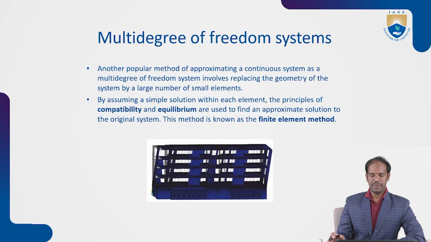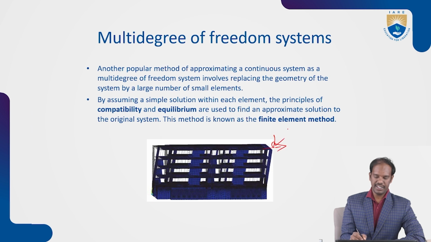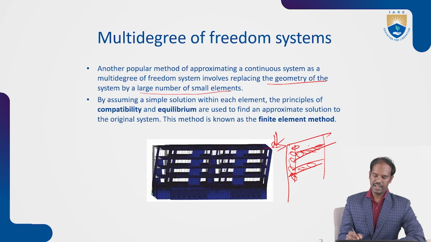Once any forces act, vertically or horizontally, there will be a small movement. We cannot see it with our naked eyes, but at the atomic level there is a continuous small movement under these forces. Another popular method for approximating a continuous system as a multiple degrees of freedom system involves replacing the geometry of the system with a large number of small elements, which we call nodes, connected like this. Each and every story is taken as a mass system.